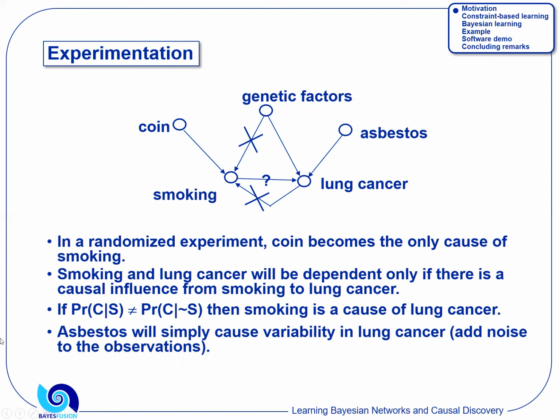Perfect intervention makes genetic factors and lung cancer causing smoking irrelevant, completely irrelevant. If at the end of the experiment you discover that smoking and lung cancer are dependent, so there are more cancers among the smokers than among non-smokers, you know that this could have been only through this connection, in this direction. This is the way experiments work.